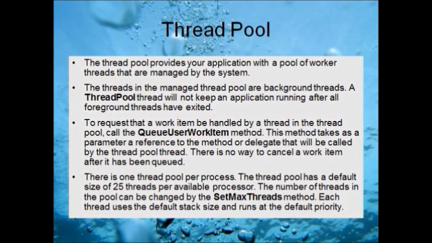There is one thread pool per process. The thread pool has a default size of 25 threads per available processor. The number of threads in the pool can be changed by the SetMaxThreads method. Each thread uses the default stack size and runs at the default priority.